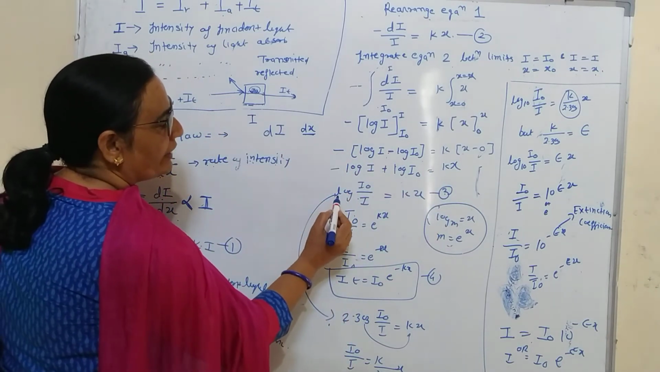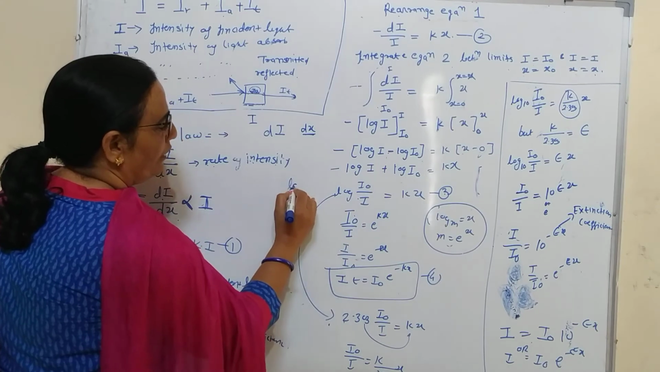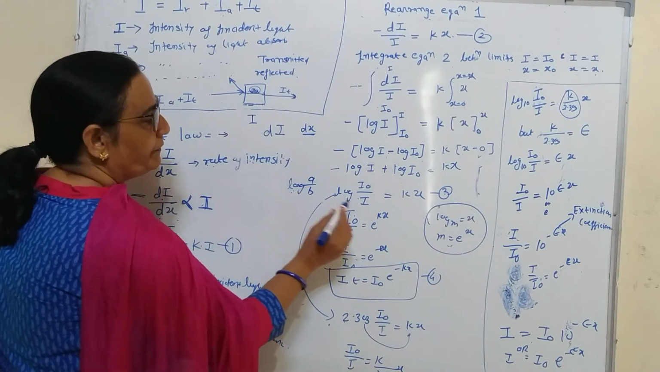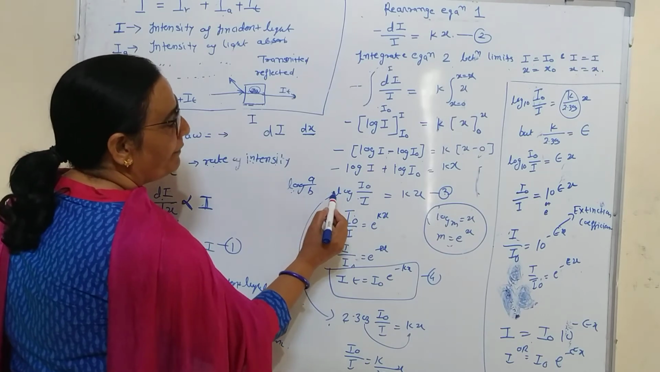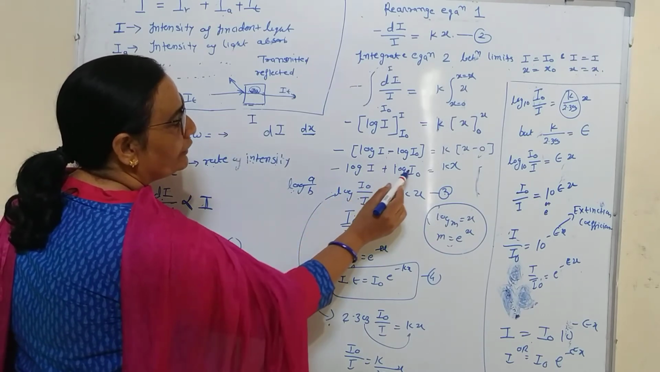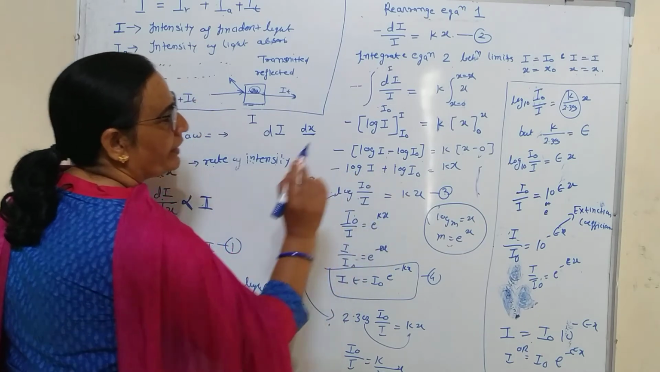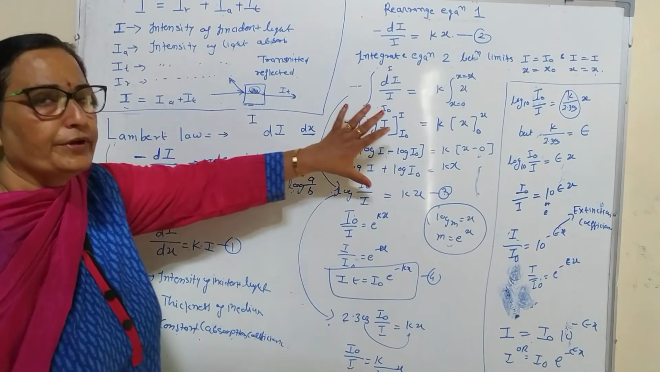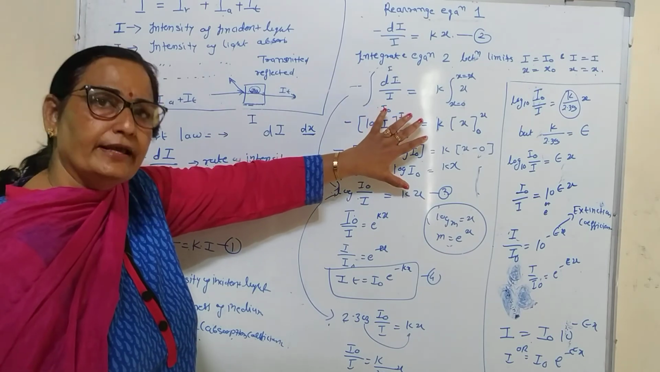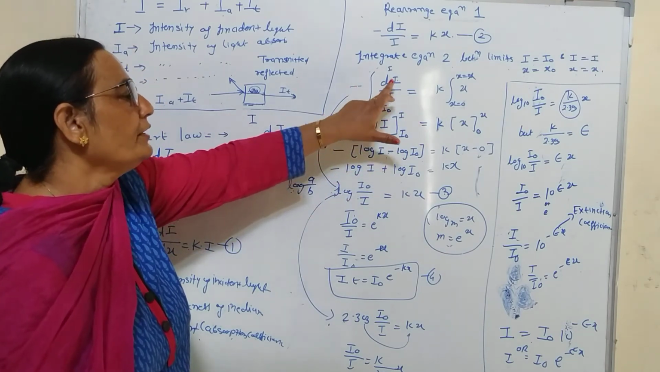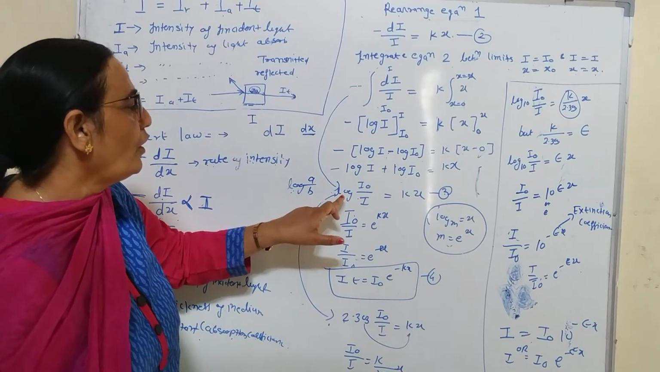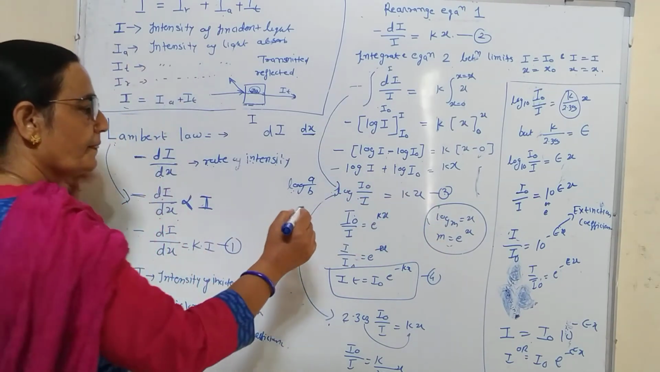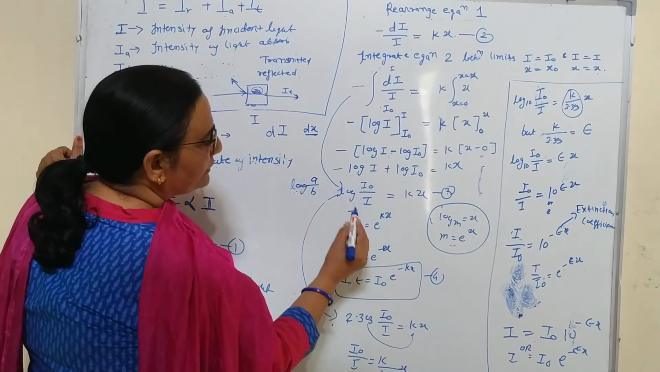और log of a upon b इज इक्वल टू log of a minus log of b. सो ये वाला फॉर्मूला यहाँ लगाएंगे, log of I0 upon I is equal to kx. और you can directly write this equation also. आप इसको अवॉइड भी कर सकते हैं, बुक में ये नहीं दिया हुआ है, तो आप इंटीग्रेशन का डायरेक्टली यहाँ लिख सकते हैं log of I0 upon I is equal to kx. Now then we can write this equation.